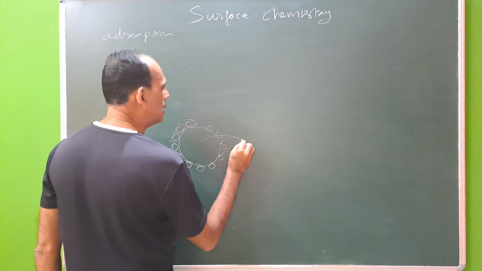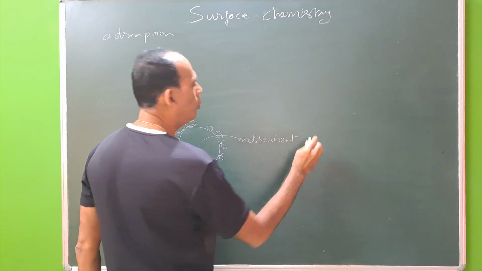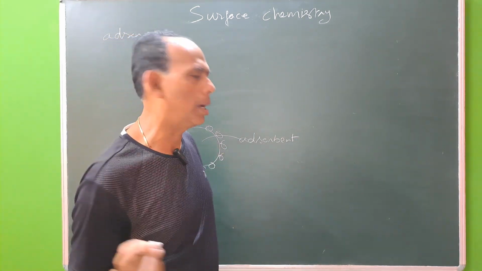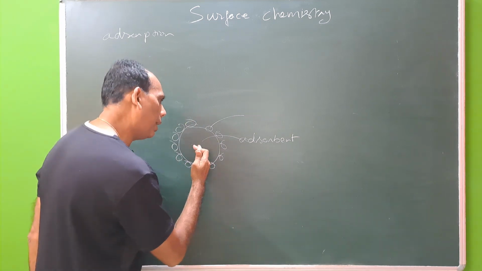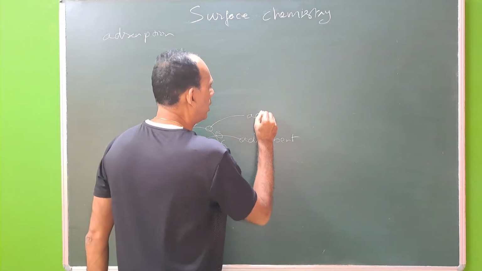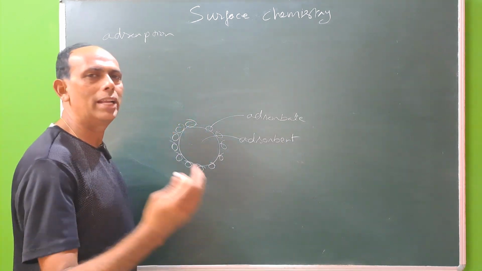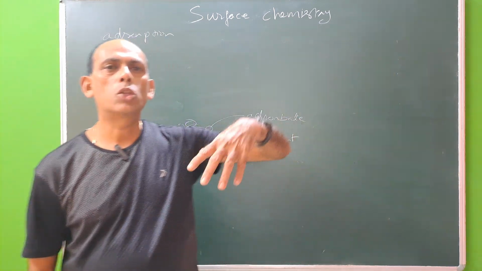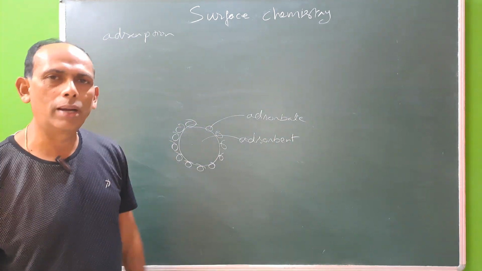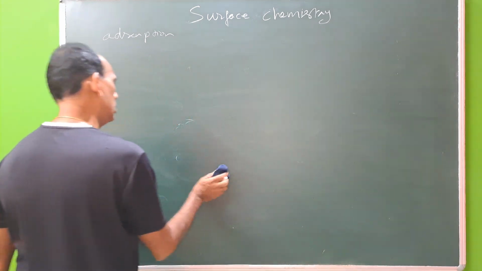This one is called the adsorbent, and these words will be used very commonly in the chapter. The other substance which sticks onto the adsorbent is called the adsorbate. So you can define adsorbate in your own way: adsorbate is that substance which is adsorbing on the surface of an adsorbent. Fine. So this is called adsorption, the basic thing.